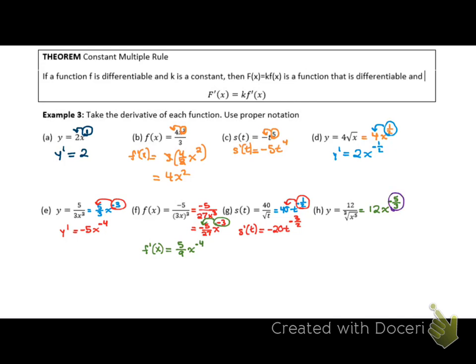Now we're going to take the negative 5/3 and multiply it by 12. Well, if I multiply 12 by 1/3, we end up with 4. So that's actually negative 4 times 5, which is negative 20. And we're taking negative 5/3 and we're subtracting 1, so we get negative 8/3. And that's the answer.